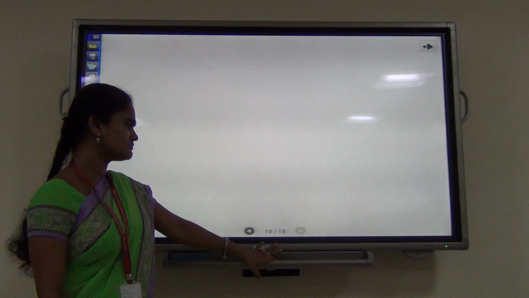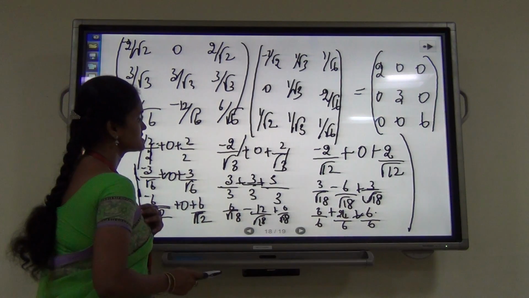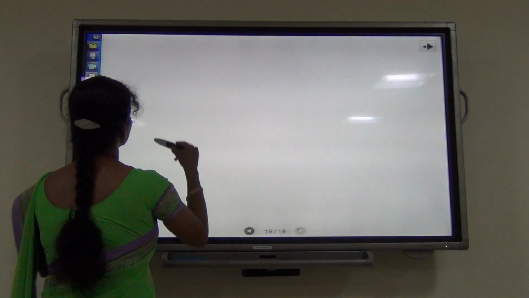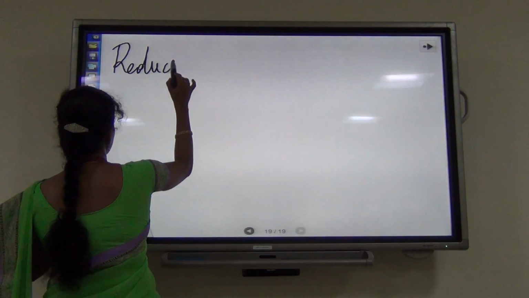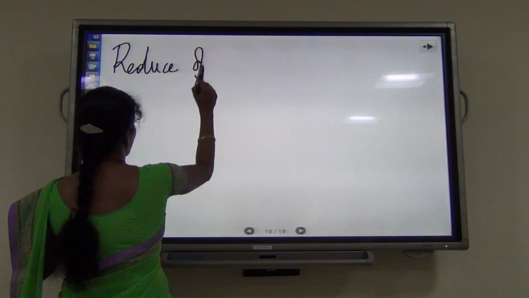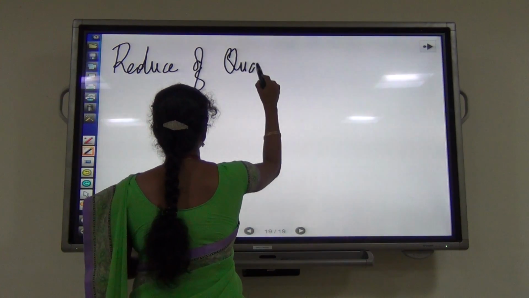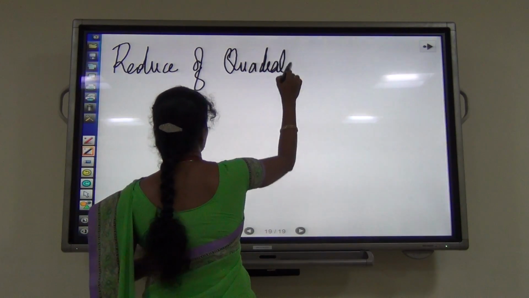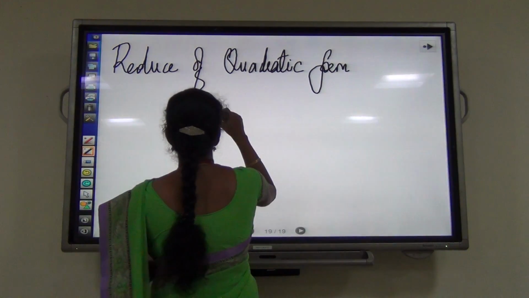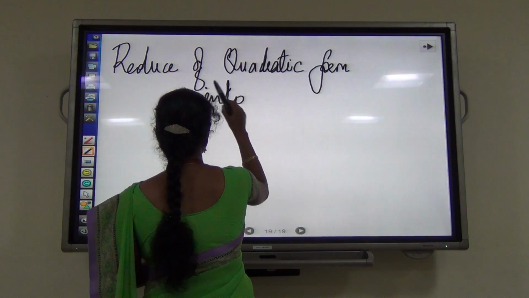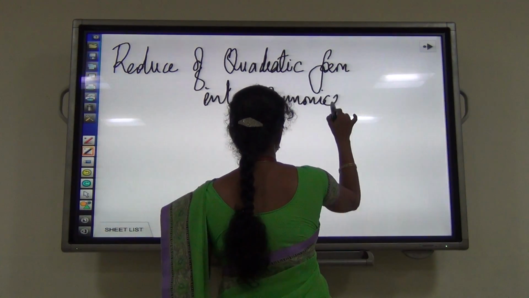The next topic here, continued from this diagonalization, is a very important 16-mark topic: reduction of quadratic form into canonical form. Reduction of quadratic form into canonical form.